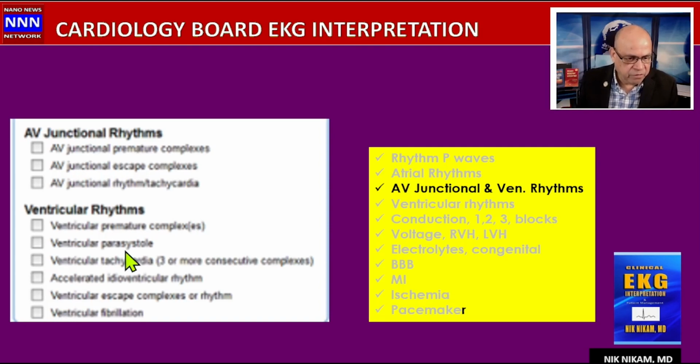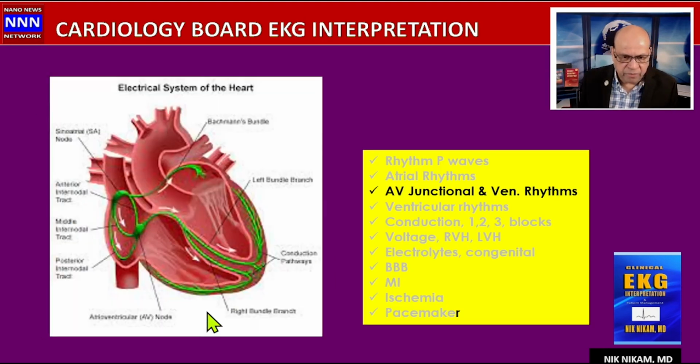Then there's a unique feature which we may see from time to time known as ventricular parasystole, and I'm going to show you an example of that and try to explain why we see ventricular parasystole. Of course, we need to be able to recognize ventricular tachycardia. Then we need to know accelerated idioventricular rhythm. Where do we come across idioventricular rhythm? How does the accelerated idioventricular rhythm look? And how does it differentiate from accelerated junctional rhythm? And finally, ventricular fibrillation.